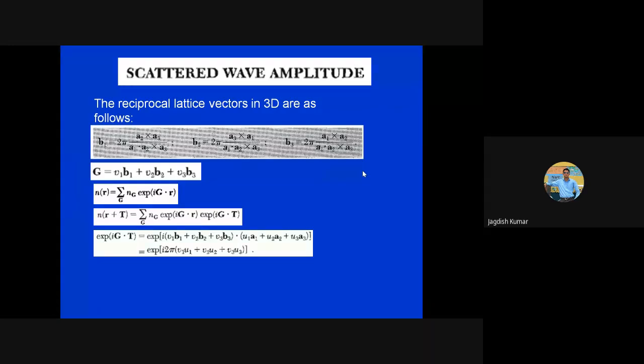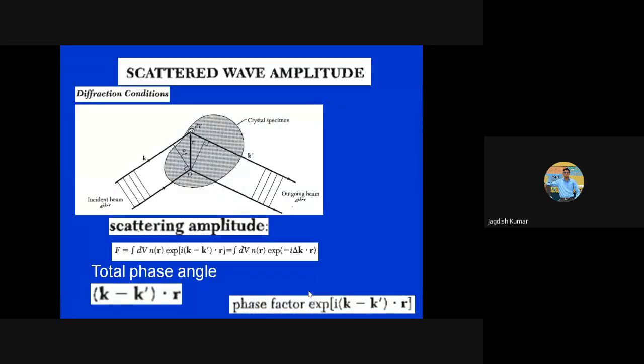I was offline. So this part was clear that, okay, if you use this representation for electron density, then we can verify that indeed electron density comes out to be periodic with periodicity defined by T vector, translation vector. Is this part clear? Was this okay? Okay, some people are saying okay, fine. Now let us come to the scattered wave amplitude. Fine, I got your response. Now this is what we want to discuss now.